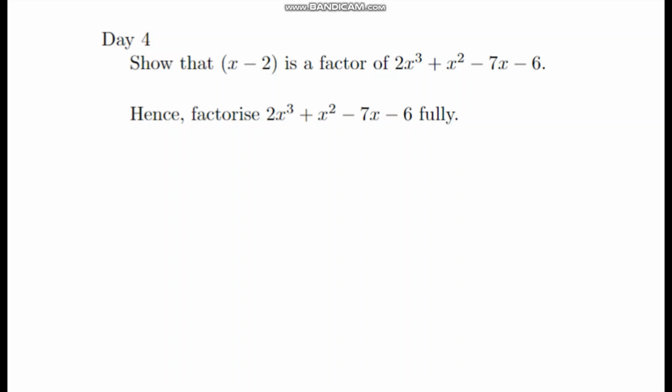Okay, so this is day 5 of our 30-day countdown towards the Further Maths GCSE Paper 1. So we're going to go through the answer for day 4.